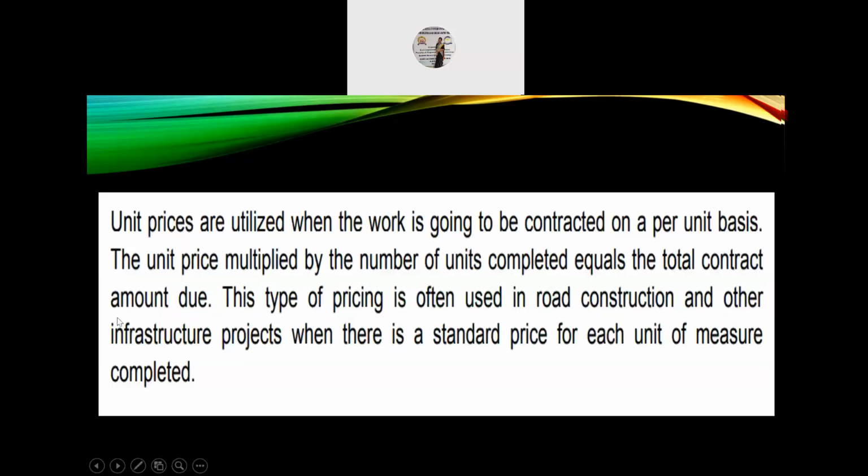Next, unit prices. Unit prices are utilized when the work is going to be contracted on a per unit basis. The unit price multiplied by the number of units completed equals the total contract amount due. This type of pricing is often used in road construction and other infrastructure projects when there is a standard price for each unit of measure completed.